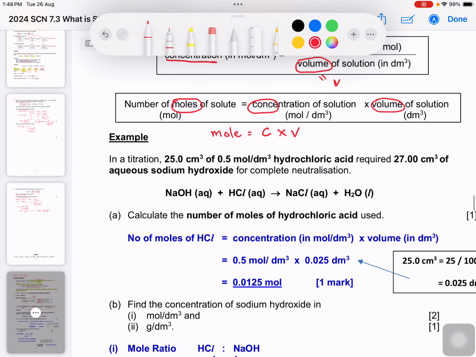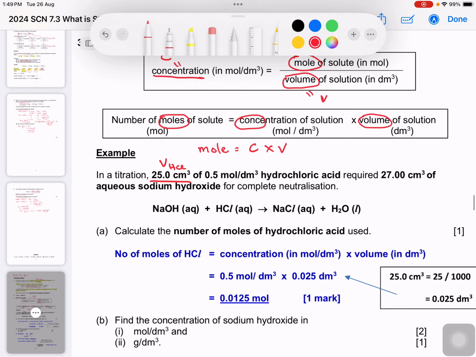So what do we have? We are told in a titration. Whenever you see the word titration, it's telling you that they are doing volumetric analysis. 25.0 cm cube of 0.5 mole per dm cube hydrochloric acid. Straight away, we have these two numbers. We have to annotate them. 25.0 cm cube is a unit for volume, correct? So let's call it volume of HCl. We put a subscript HCl.